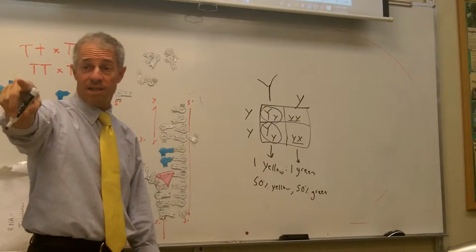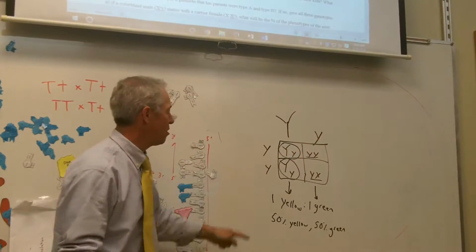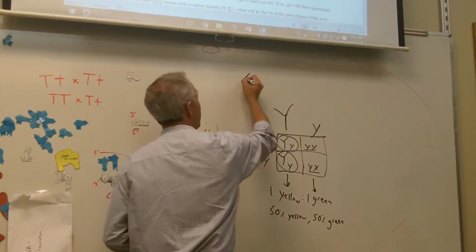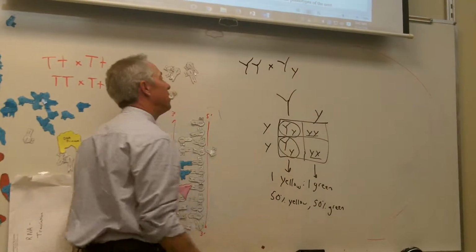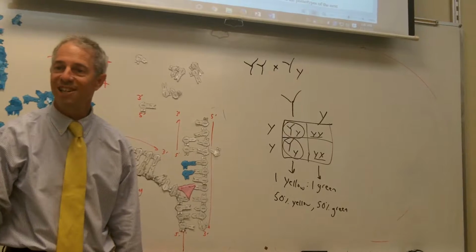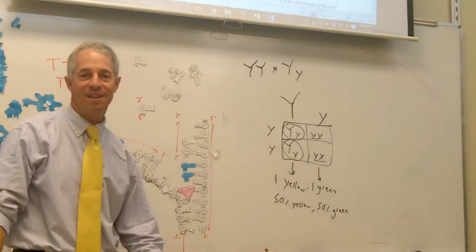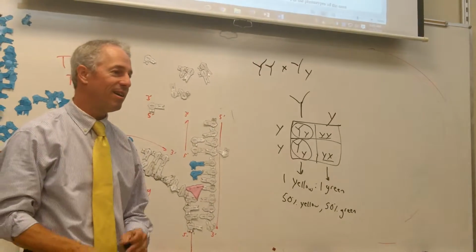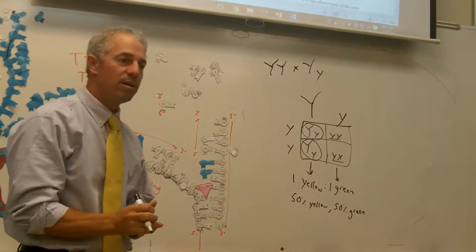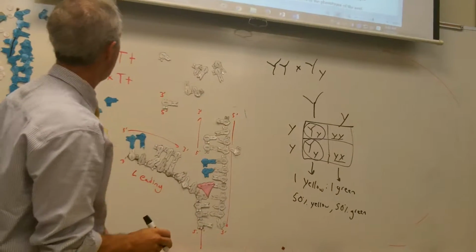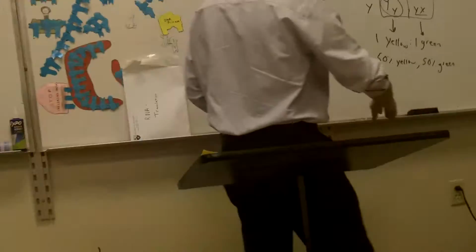On the test tomorrow, I might not give you big Y crossed with little y, little y. I might give you big Y, little y crossed with big Y, little y instead. I'll change it up a little bit so you can't just memorize. Questions about that question? That was pretty easy. Let's go to number 2.